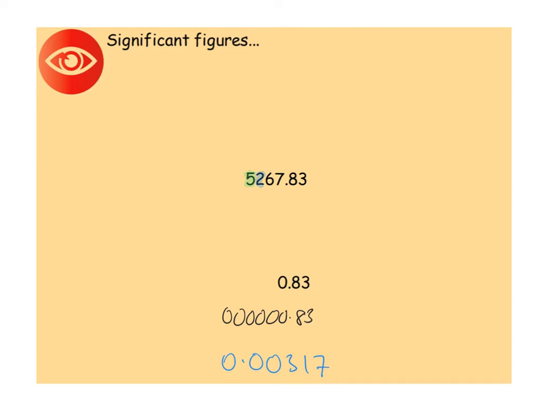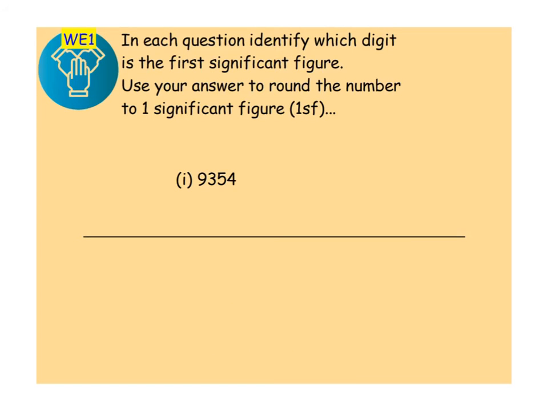So that's a bit of explanation from me, the I do. We're going to look at some worked examples, so the we do now. And if you think you can figure out, first of all, which digit is the first significant figure, and then secondly, how to round it to one significant figure, feel free to pause the video and have a go. Otherwise, watch me do it.